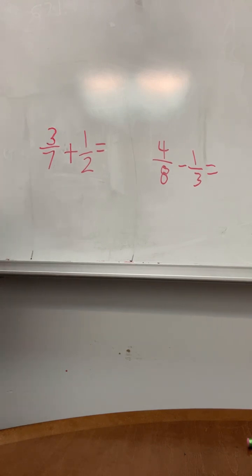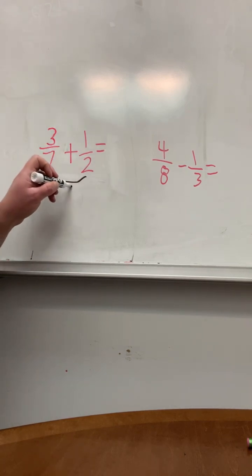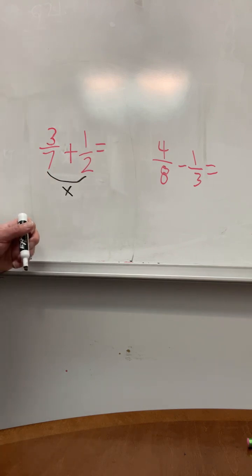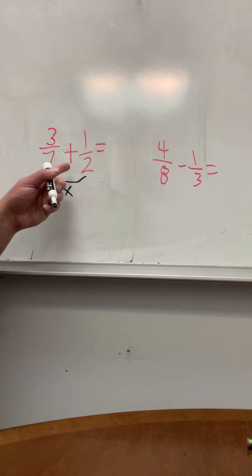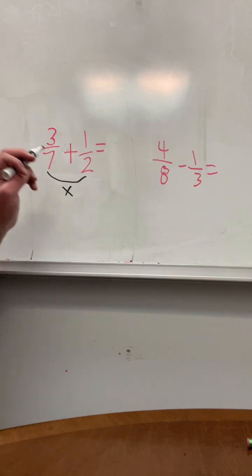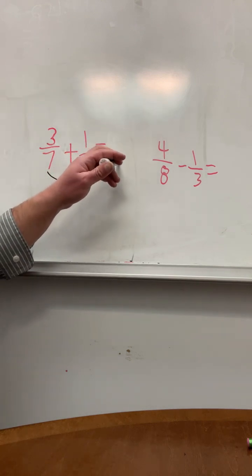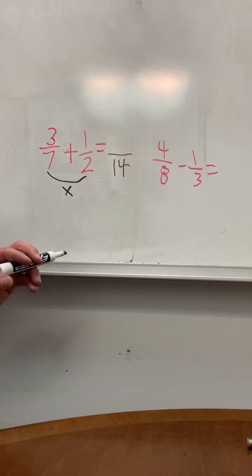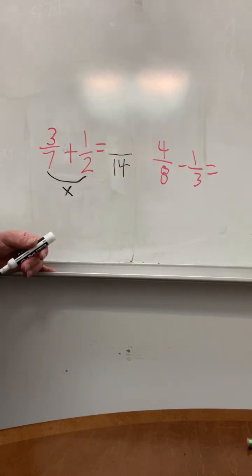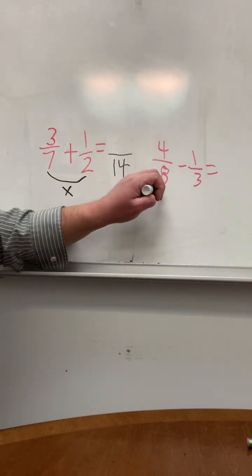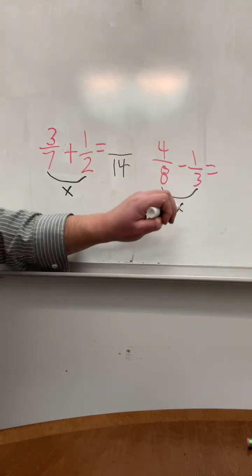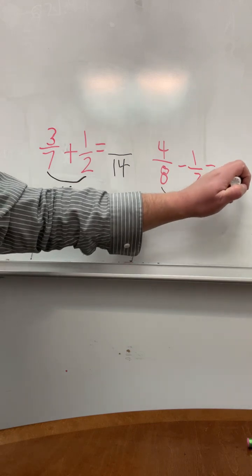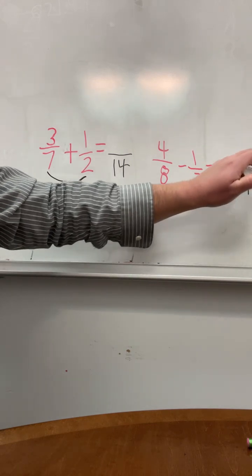So step 1, whether you're adding or subtracting the fraction with unlike denominators, is to multiply the denominators, aka the bottom numbers. To figure out the bottom number in the fraction, you've got to multiply the two different denominators to get a common denominator. So 7 times 2 equals 14. So we have our common denominator for the addition problem. For the subtraction problem, same exact thing. We've got to multiply the denominators. 8 times 3 equals 24. So step 1 is exactly the same.